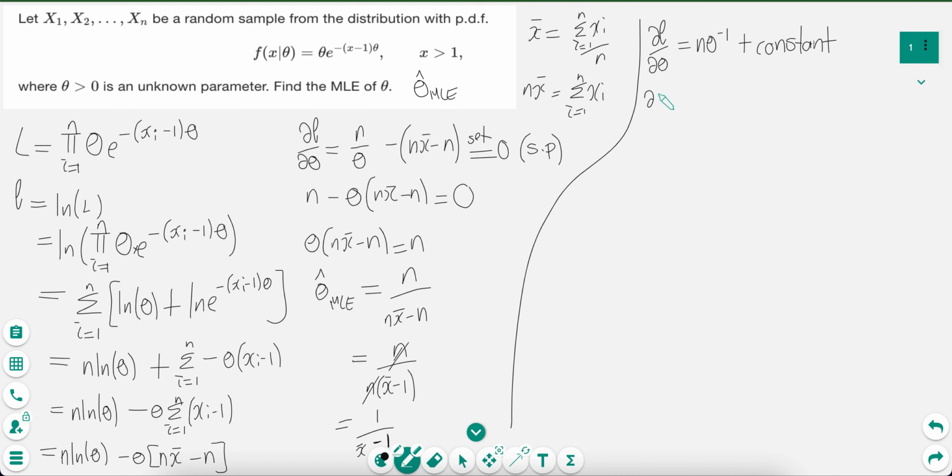And if we take the second derivative, del squared L on del theta squared, that's just, using the power rule, negative n theta to the minus 2, which is going to become negative n over theta squared. And this is negative because theta is positive, so theta squared is definitely positive, and n is just the size of our random sample. So we have a negative quantity over a positive quantity, which of course is negative. And that shows that this is ultimately a maximizer of our log likelihood.